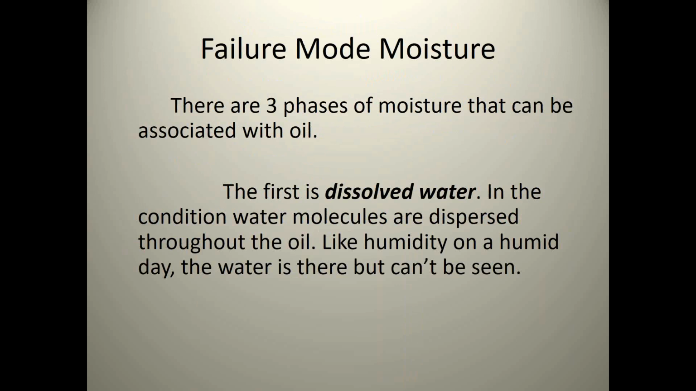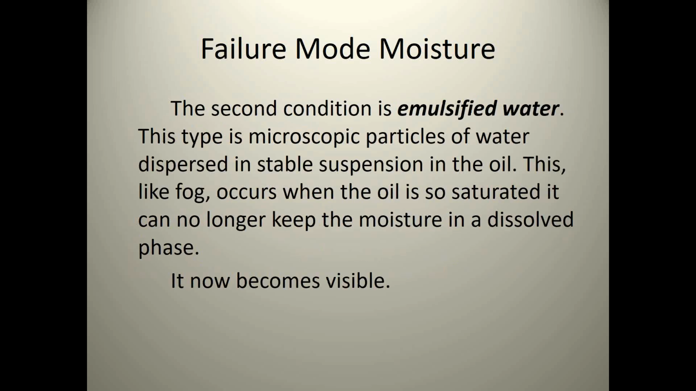Now this moisture that you see in your lubricants comes in 3 phases. So the first phase of moisture being in your lubricants is called the dissolved phase. This is a condition where you have water molecules in the oil, but they compare it to humidity on a humid day. The water's there, but you can't really see it yet. The second condition is called emulsified water. This is where we have microscopic particles of moisture that are in the oil, but now it's like fog. It actually becomes visible to us. So that's when we have enough moisture in there that it becomes visible to the naked eye.